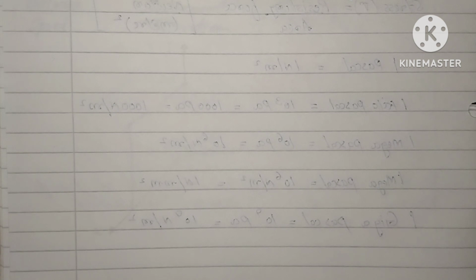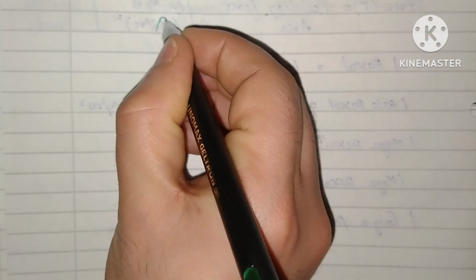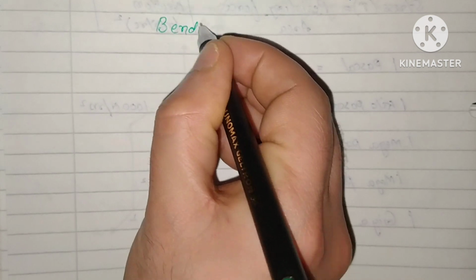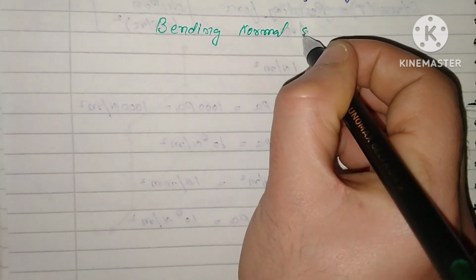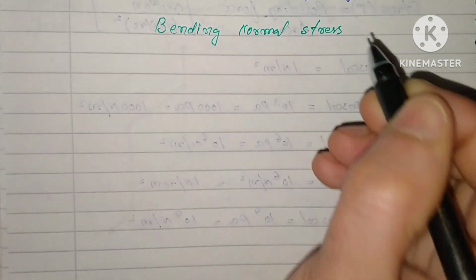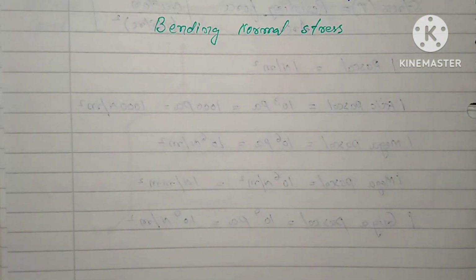Now the second type of normal stress is bending normal stress. The stresses developed due to the bending are called the bending stresses. Bending stresses are also normal stresses, just like the axial stresses. Axial stresses are normal stresses, and bending stresses are also normal stresses. And bending stresses can be tensile stresses or compressive stresses.